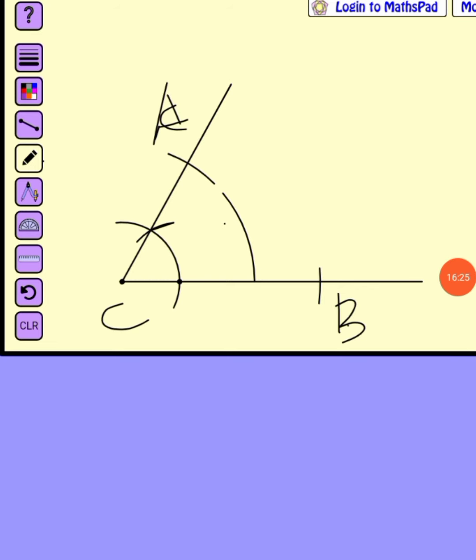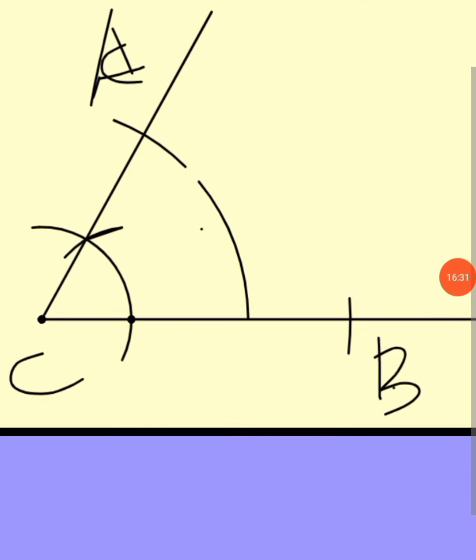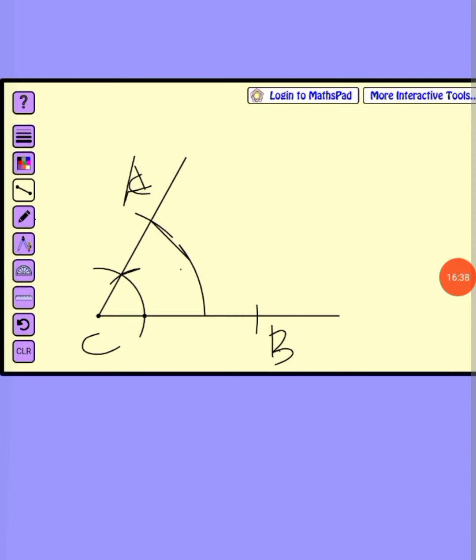Okay. So now I will be joining these both. I will be joining A with B. So this is the triangle that we have. Okay, that's it. Thank you.